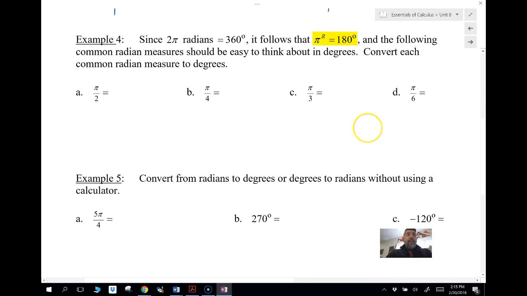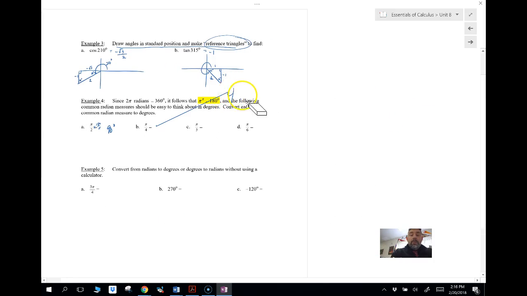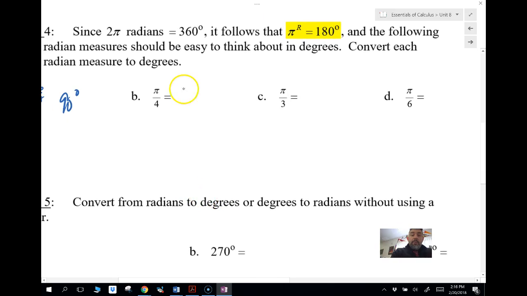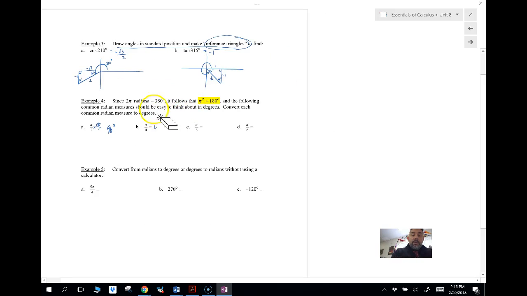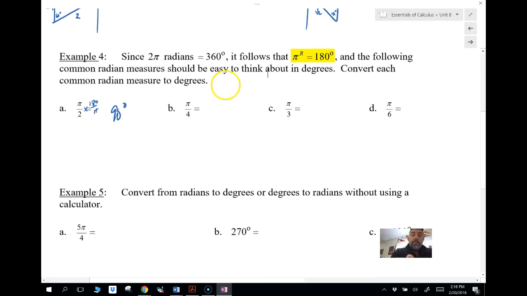So let's take a look at just converting really quickly, converting from radians to degrees. What we're going to do here for radians to degrees is we can either use the unit circle or multiply by 180 over pi. That's going to give me 90 degrees. We know pi over 4 from the unit circle is 45 degrees. We know pi over 3, again from the unit circle, 60 degrees. And pi over 6 is 30 degrees.